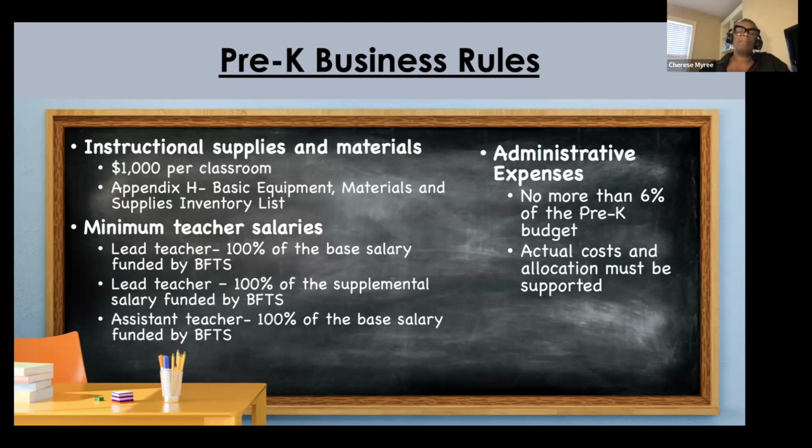So there are three key business rules that we want to make sure that you know. $1,000 per classroom for instructional supplies and materials, and these are expenses that can be found in Appendix E, not Appendix H, but Appendix E of your basic equipment, materials, and supplies list. That teacher salaries must be paid at 100% of what you receive for teacher salary, regardless of whether it's the assistant or the lead. And no more than 6% of your pre-K budget can be used on pre-K administrative expenses.